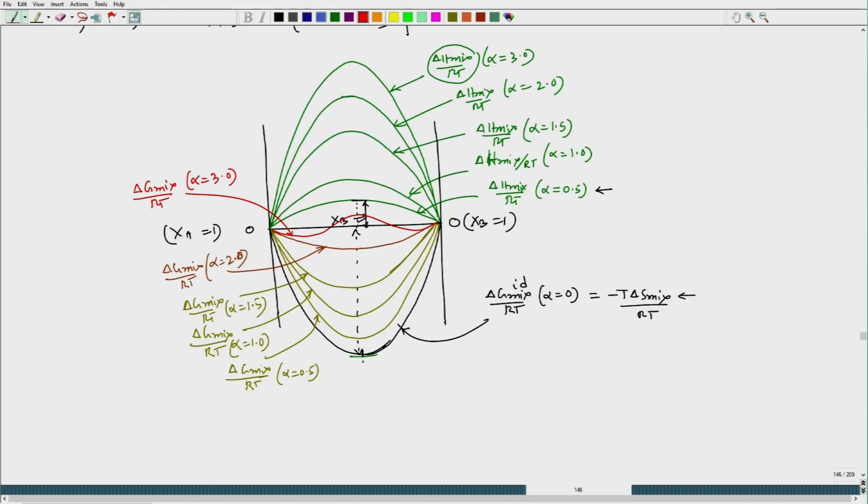In fact, had we taken another value in between 3.0 and 2.0, that will make things a little better. So, let us take that. So, this is another value that we are taking. Let us say this is delta H mix by RT, alpha equal to 2.5. So, this plot would look like this.